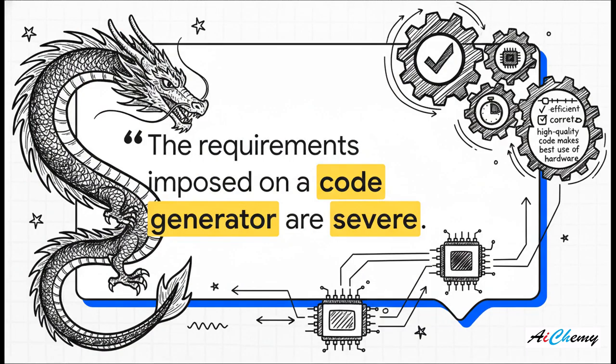And make no mistake, this is a really tough job. As the famous Dragon book on compilers puts it, the demands are severe. Why? Because the code it generates has to be correct. The generator itself has to be fast. And the final output has to be high-quality code that squeezes every last drop of performance out of the hardware.